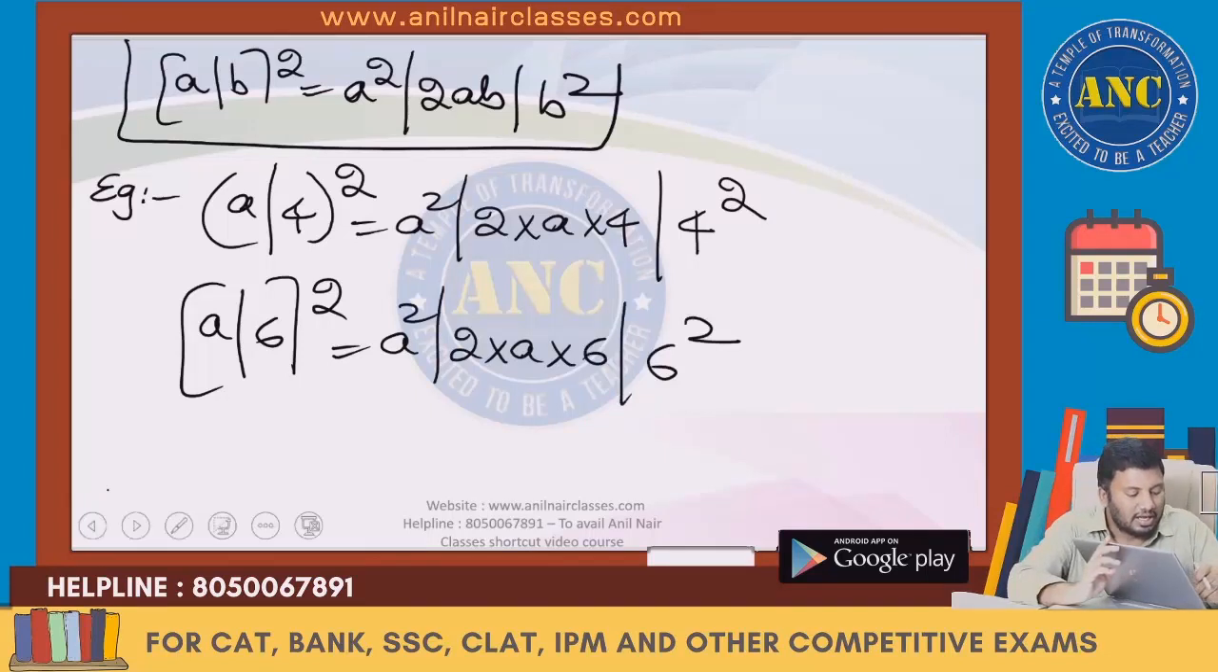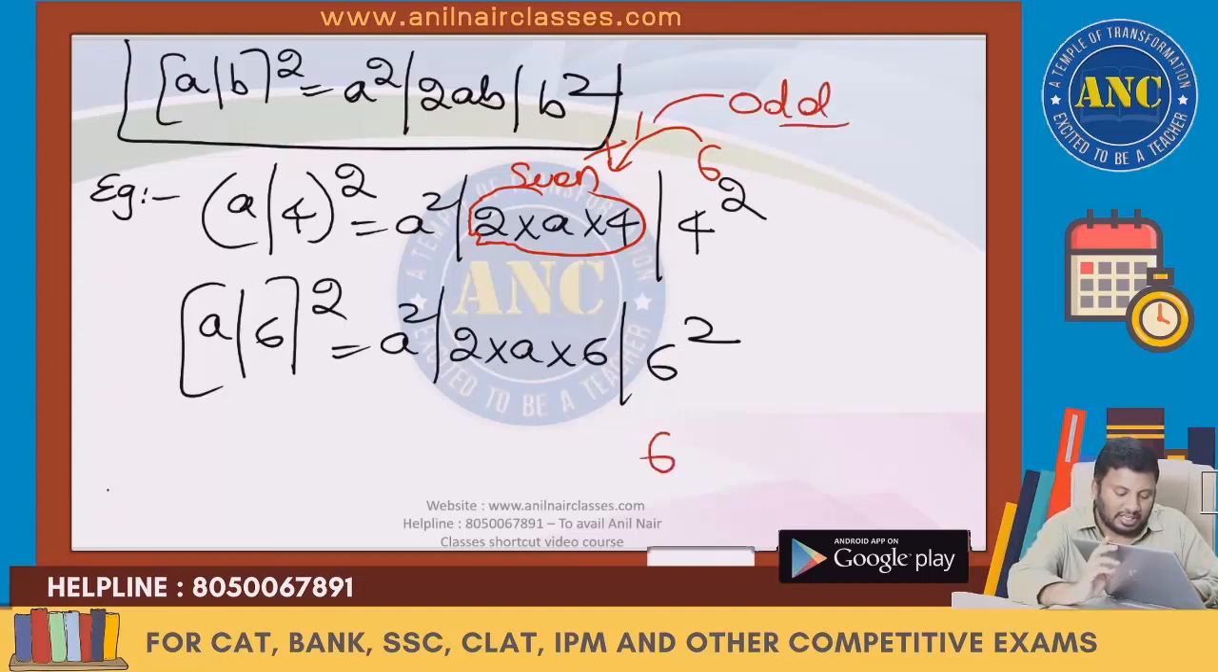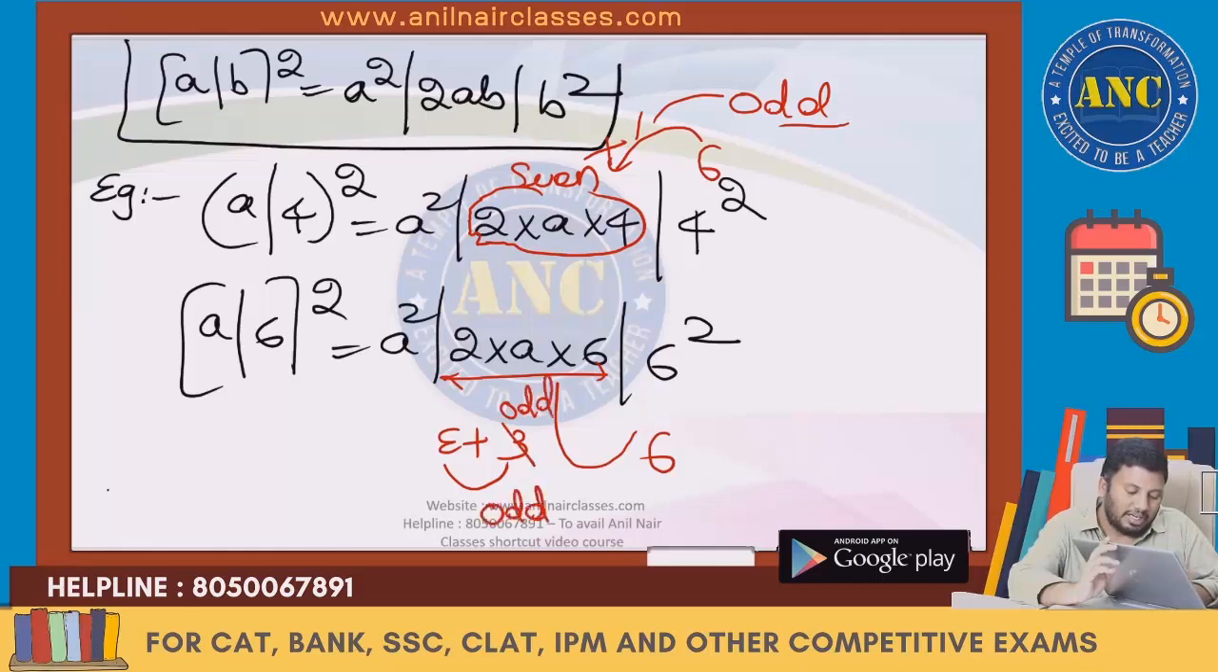Now see here. Any number multiplied by 2 is an even number. 4 square is 16, 1 carried. What is even plus 1? It becomes odd. 6 square is 36, 3 carried. Any number multiplied by 2 is even, and even plus 3 is an odd number. Even plus odd is an odd number.